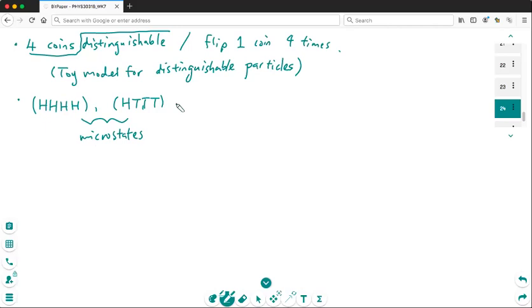The list, of course, is long. And now, very quickly, how many microstates can we have for this system?